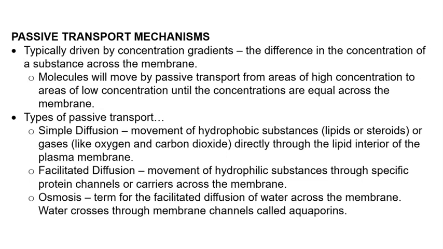This movement is still diffusion in that the substances that move are still moving from areas of high concentration to areas of low concentration of that substance. The only difference is that with facilitated diffusion, there is a protein channel allowing those substances to move through the membrane from one side of the cell to the other. Osmosis is the term for the facilitated diffusion of water across the plasma membrane. Water crosses the plasma membrane through specific protein channels that are called aquaporins.